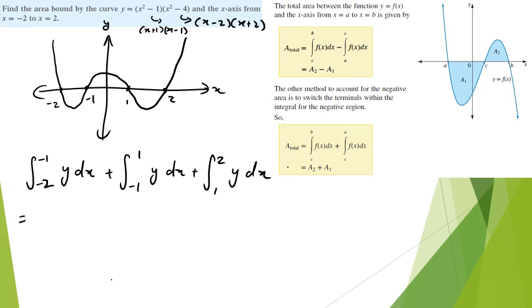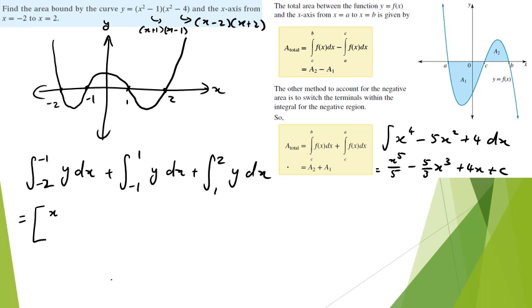Okay, back to this. Now, I'm just going to integrate it once only, so then I don't have to redo the whole thing every time. That's the reason why I just wrote y dx. So we have x to the power 4 minus 5x squared plus 4. If we integrate that, we get x to the power 5 over 5 minus 5 over 3 x cubed plus 4x plus c. So then when we sub these in, we'll sub this in.